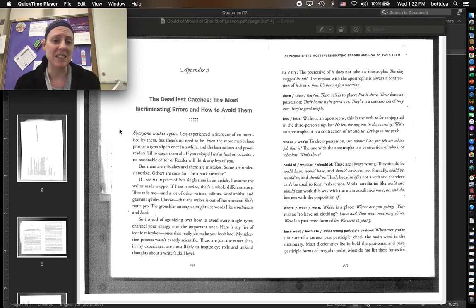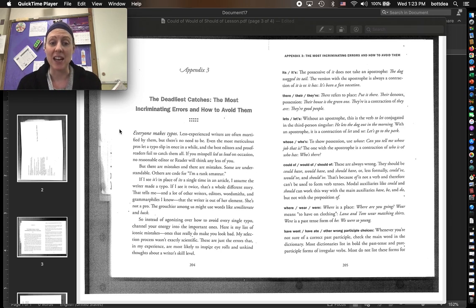If I see it's apostrophe s in place of its no apostrophe a single time in an article, I assume the writer made a typo. If I see it twice, that's a whole different story. That tells me, and a lot of other writers, editors, wordsmiths, and grammar files I know, that the writer is out of her element. She's not a pro. The grouchier among us might use words like semi-literate and hack.